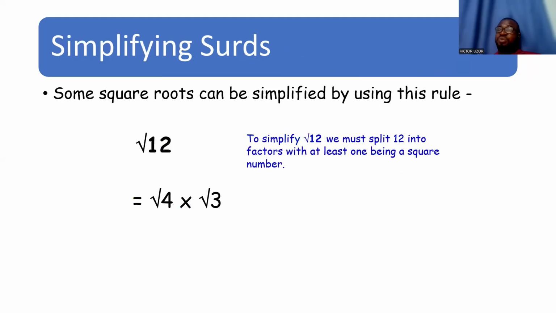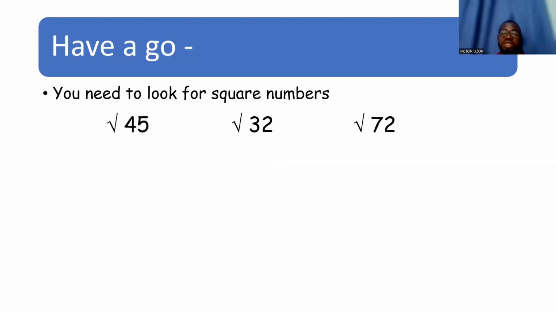So I've already told you about simplifying surds. That is another subheading under surds. In simplifying surds, you can split it into two, especially where one of them you can find the root of. Let's look at this with 45, 32, and 72. Think of two numbers that when you multiply them give these numbers, and make sure one of them is at least a perfect square. Perfect square means you can find the square root of it.